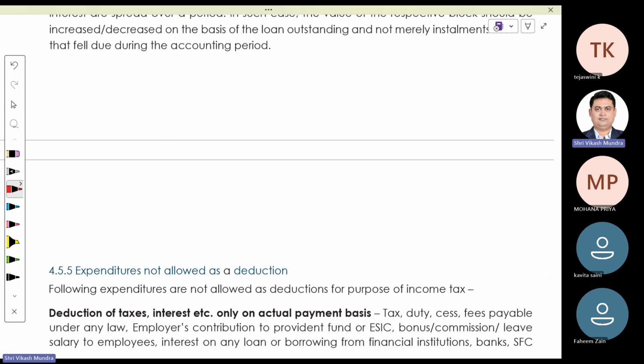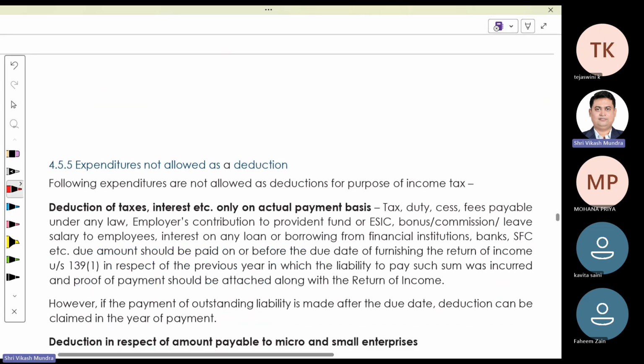Only if they are paid. If you did not pay money for this type of expenditure, that means the deduction is not available. If it is only accrued, but payment is not yet made, in that situation these types of expenditures are not allowed. They are listed under section 43B of the income tax law, which provides that any tax, duty, cess, fee payable under any law, but this tax does not include income tax. This tax may include GST, professional tax or some other tax, but does not include income tax.